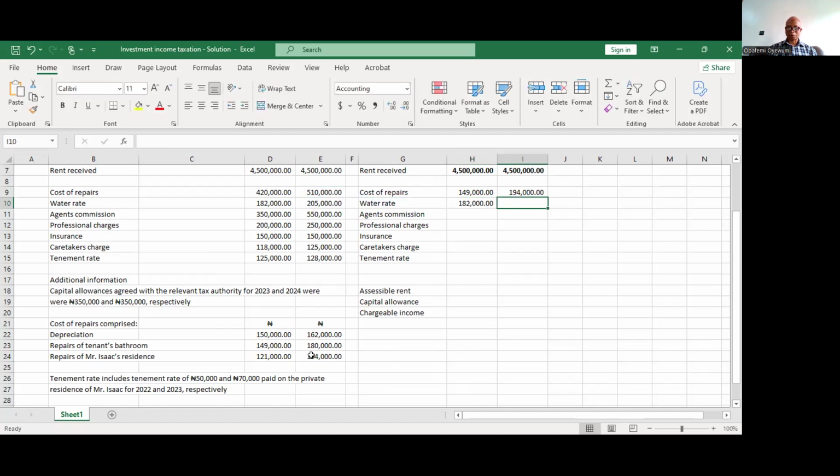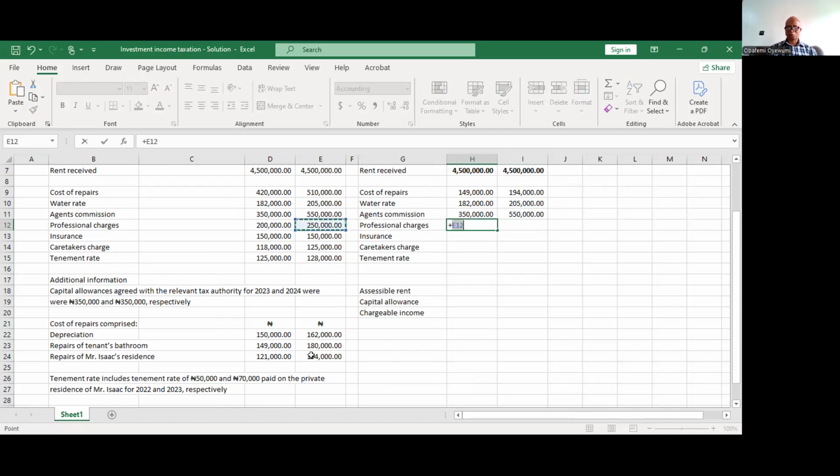Water rates are allowed, so pick this as well. Then professional charges or agent's commission, 350, is also allowed. They earn plenty of money these days. So 550, done. Then you look at professional charges.